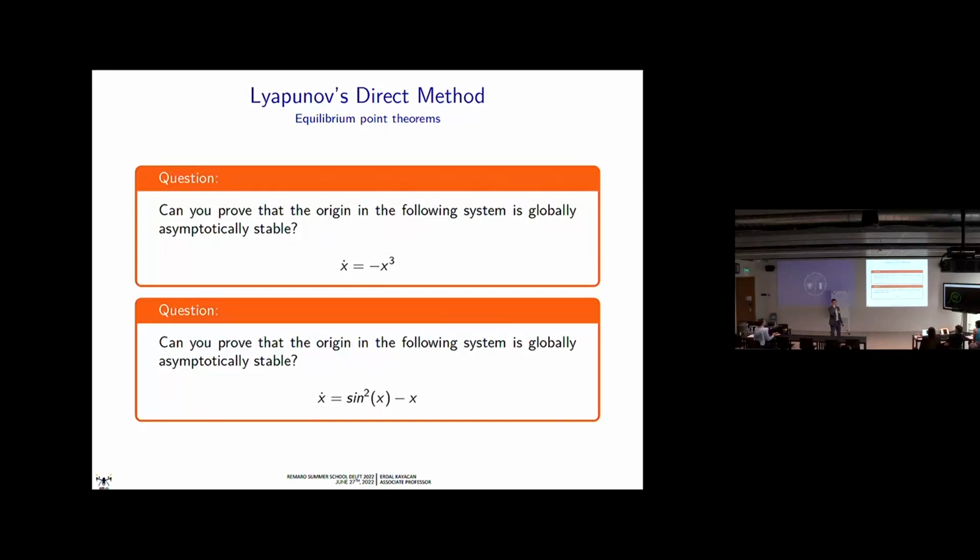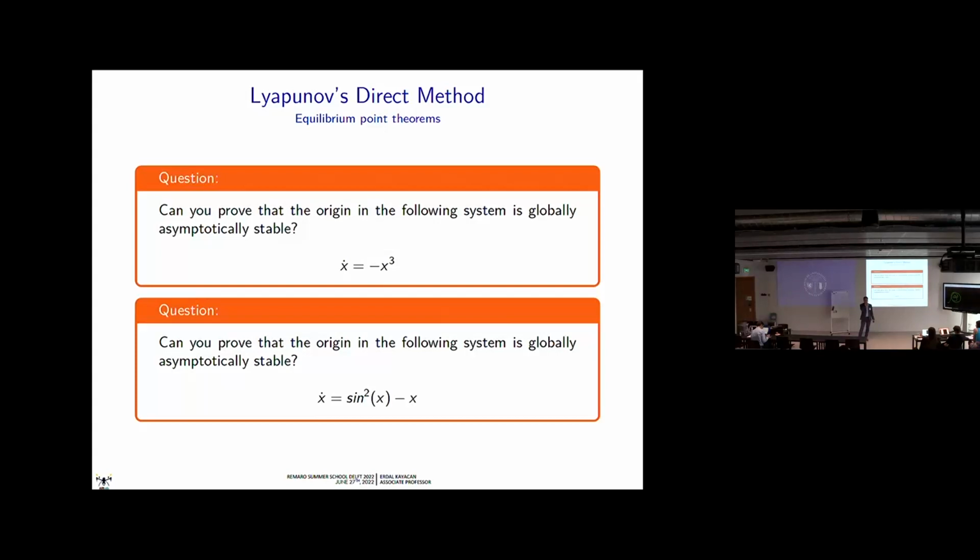And then you calculated V dot. What is V dot? 4x cubed x dot. Then you substituted the dynamics equation. 4x cubed multiplied by minus x to the power of 3. So the end result is minus 4x to the power of 6, something like this. Okay. So minus x to the power of 6 is negative definite. So then your conclusion is globally asymptotically stable. Actually, that's true and that's the correct answer.